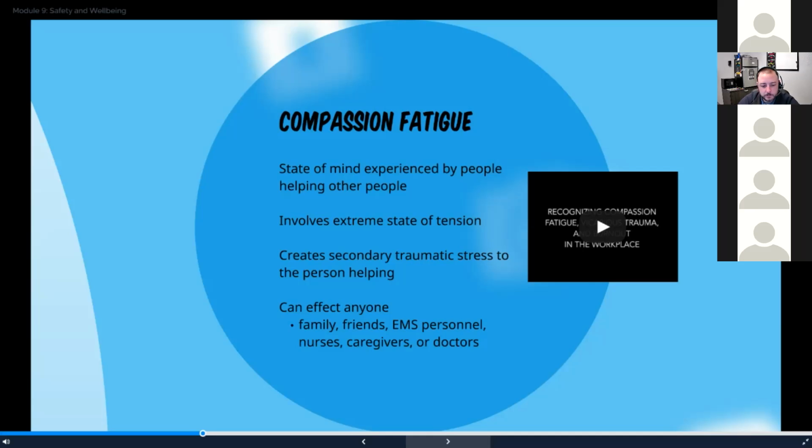This usually involves a lot of tension, a lot of stress. They're constantly dealing with it. Nothing seems to get better. And this can cause secondary stress to that person that's helping out. So the caregiver can actually get post-traumatic stress disorder from this compassion fatigue if it gets too bad. So real quick, I have a quick video on compassion fatigue and then we'll move forward.